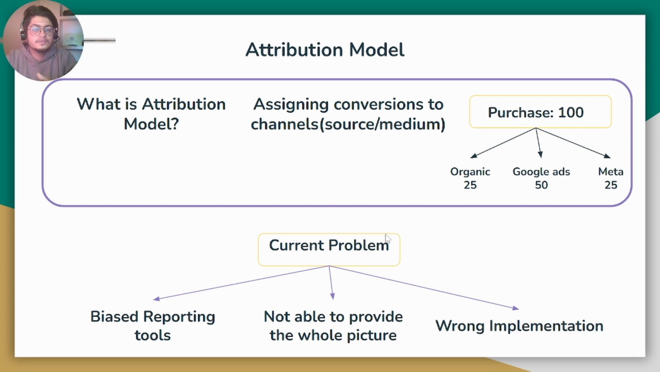Right now I will talk to you about the current problems with attribution models in the market. The first and most important one is biased reporting tools. Let's say you ran a $1,000 campaign in Google Ads, and Google Ads says you got $2,000-3,000 more in revenue. Let's say your return on ad spend is 2-3 times, for example. But Google Ads tends to be biased and say more conversions came from Google Ads.